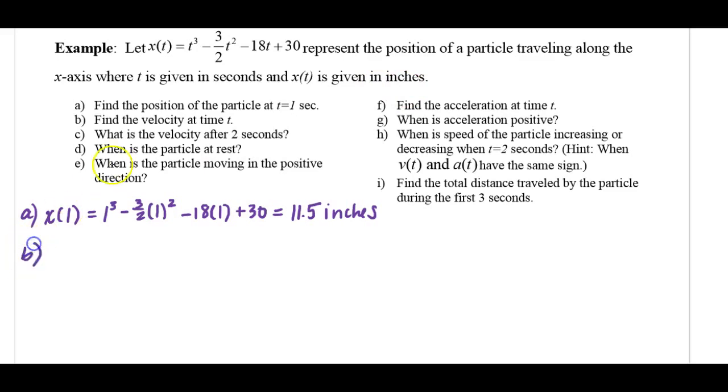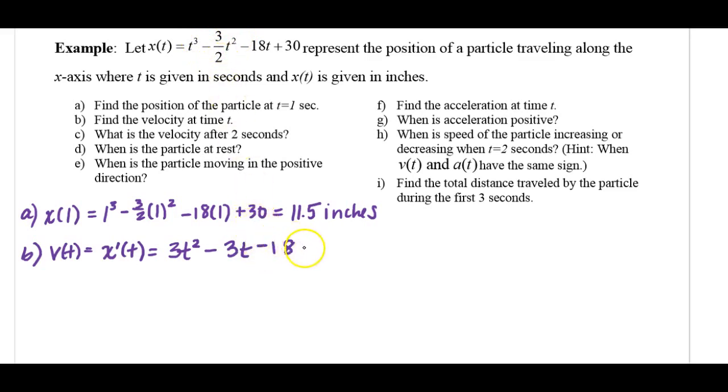So now for part B, I'm asked to find the velocity at time t. So I'm given the position function x of t. To find velocity in general, at just some time t, I need to take the derivative of position. So v of t is equal to x prime of t, the generic derivative of position. And this is nice because we can just apply the power rule. So x prime of t is 3t squared minus 3t, when I bring that 2 to the front, it'll cancel with the 2 on the bottom, minus 18.